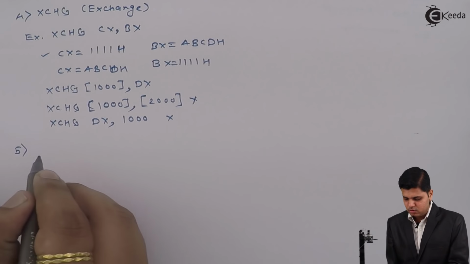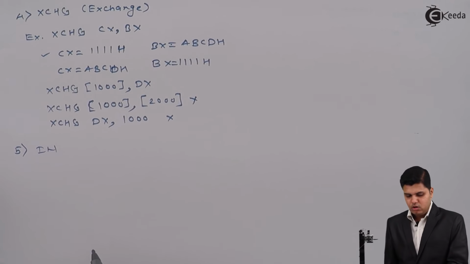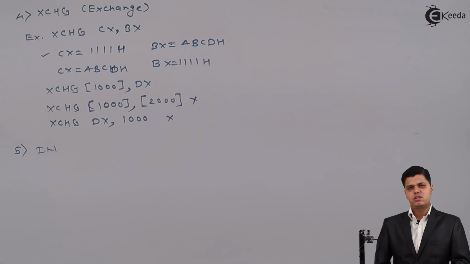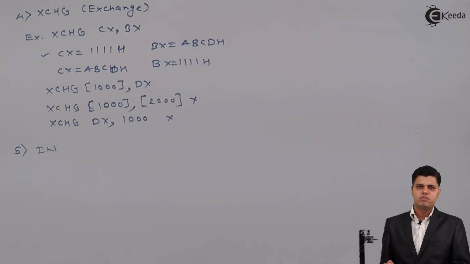The next instruction is IN. The IN instruction is used for copying data from a port to the input register, and this input instruction is used basically to copy the contents of the port value to the register.